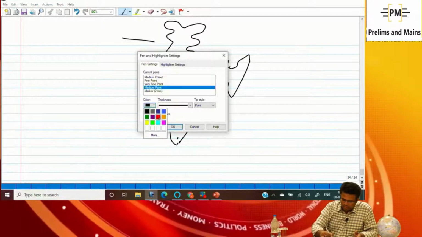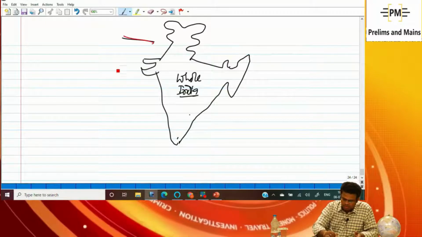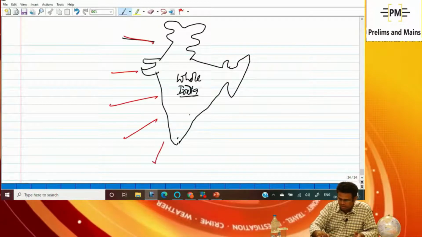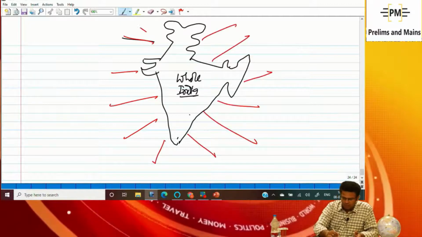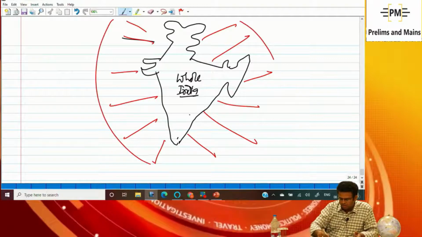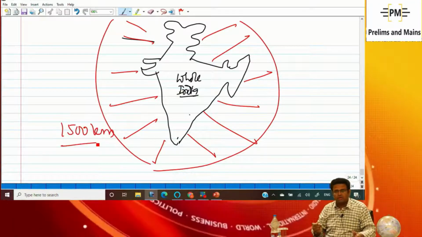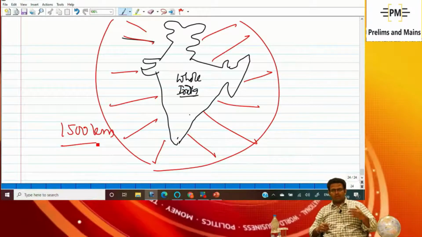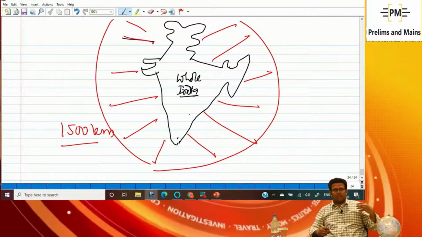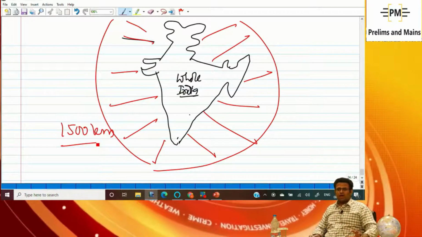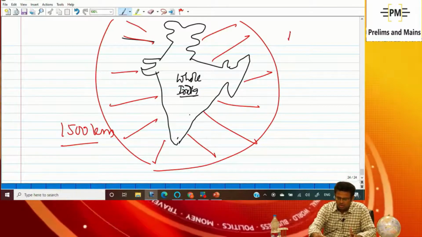It is also covering 1500 kilometers around the Indian region. It is not only India; it is extra covering the 1500 kilometer range. So any country, Sri Lanka, Maldives or Myanmar, anyone in this region can take the facility of IRNSS.